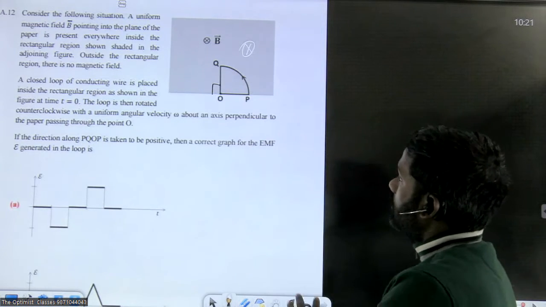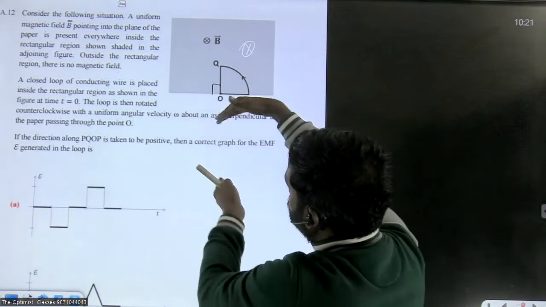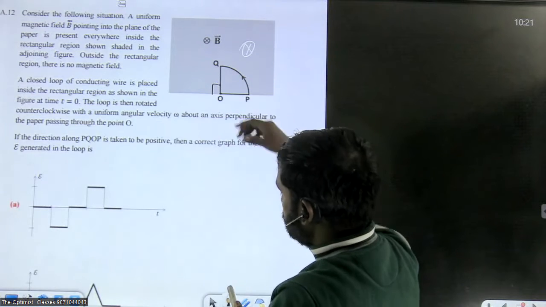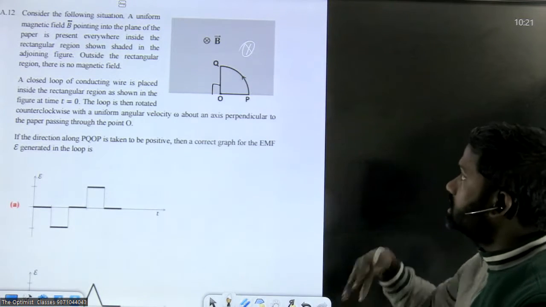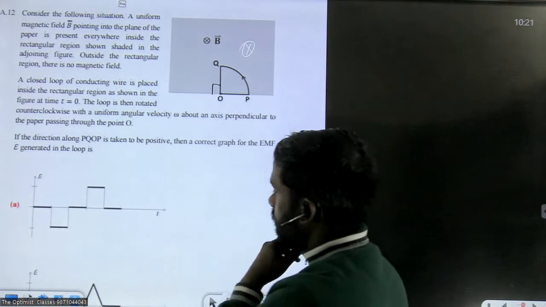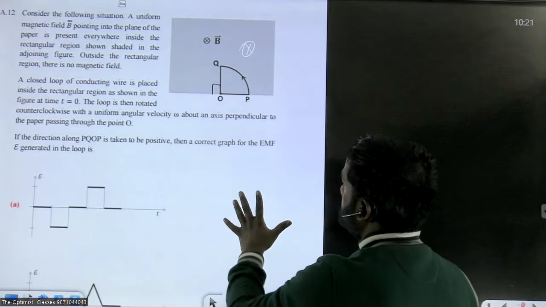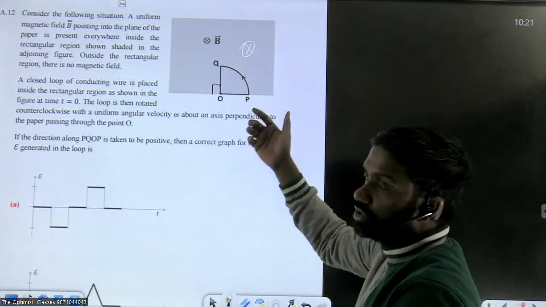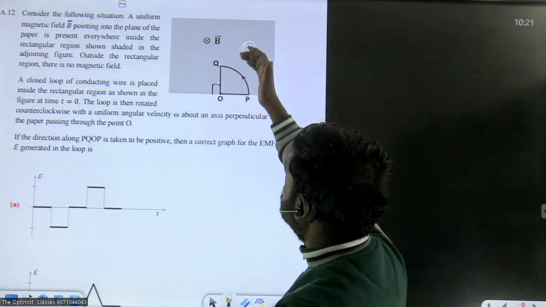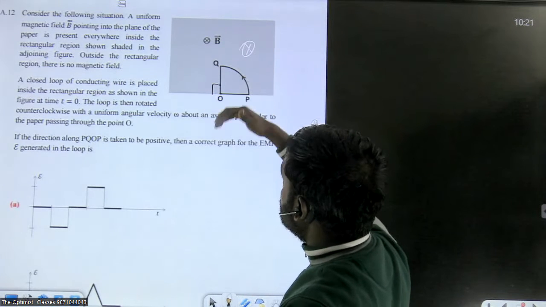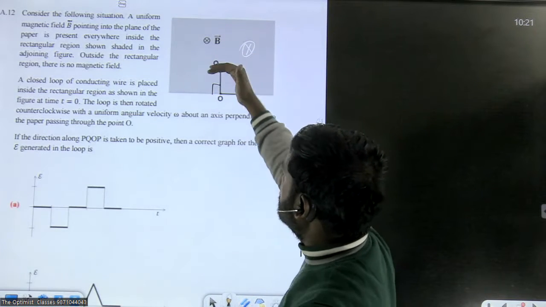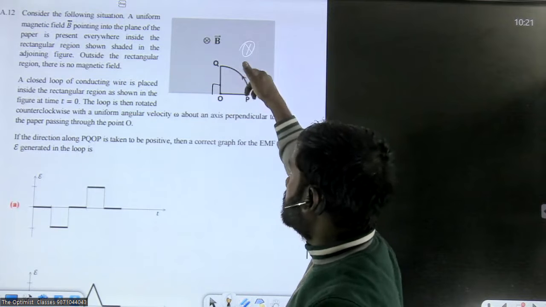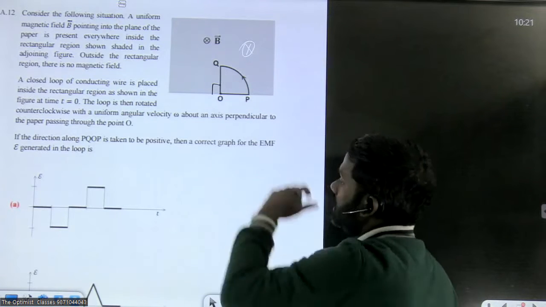For some time, the loop will be completely outside the magnetic field. In that case, flux is not changing, so there won't be any EMF. So again EMF will be 0 for some time, and when it is entering, flux will be increasing. To decrease the flux, we'll put the thumb opposite to the magnetic field. Current will flow in this direction, which is taken as positive, so EMF will be positive.